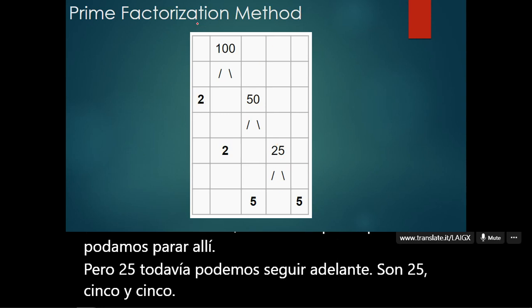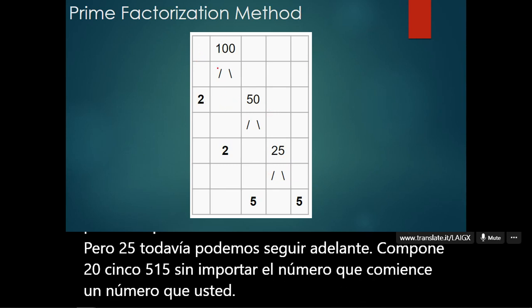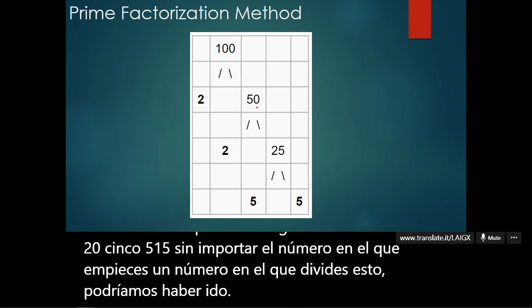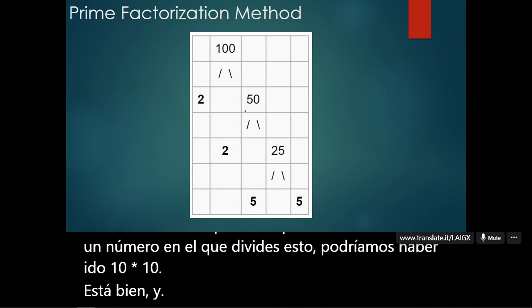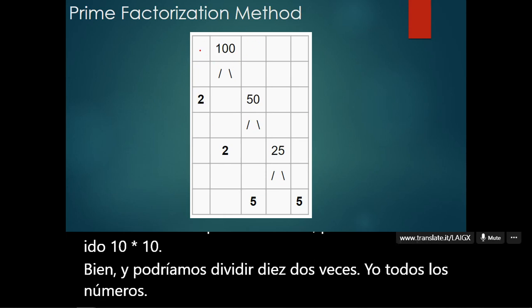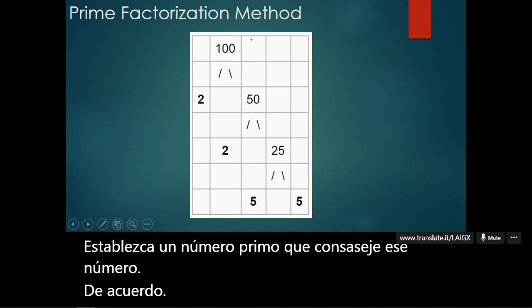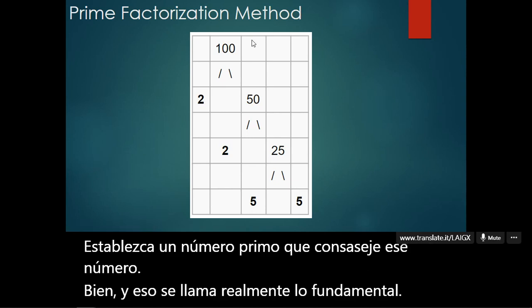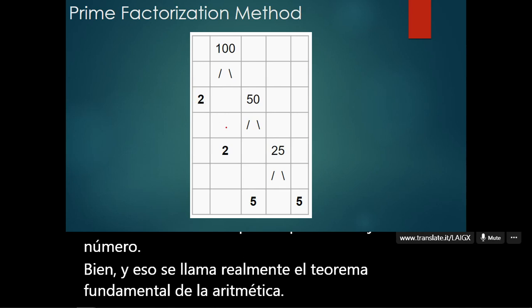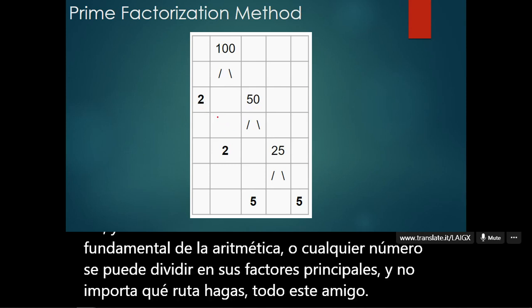No matter what number you start off and what number you split this into, we could have gone 10 times 10, okay? And we could have split 10 twice. Right? Every single number has a unique set of prime numbers that make up that number, okay? And that's actually called the fundamental theorem of arithmetic, where any number can be broken down into its prime factors, okay? And no matter what route you make, all these prime factors are always going to be the same.